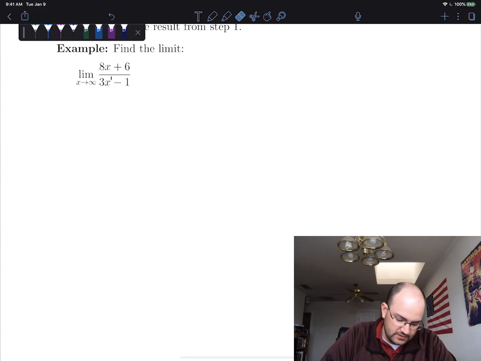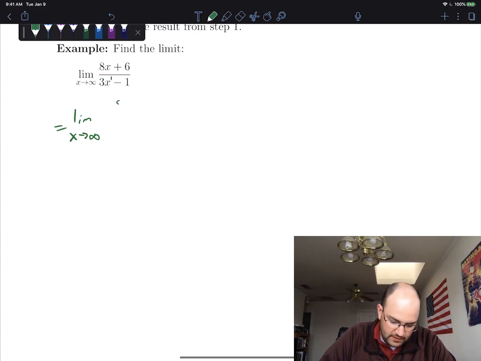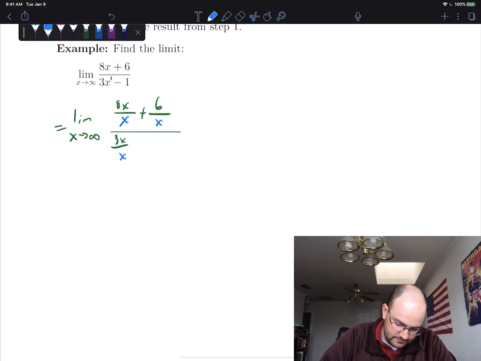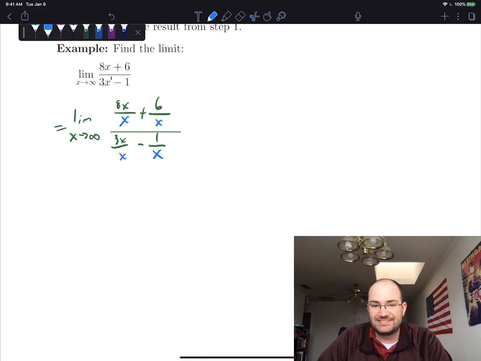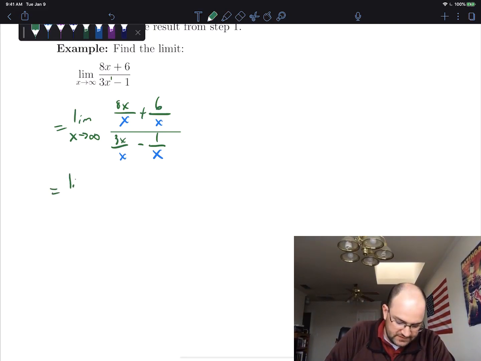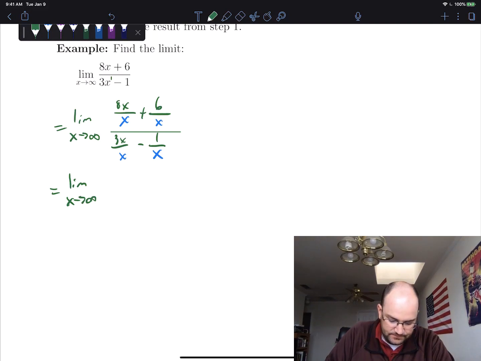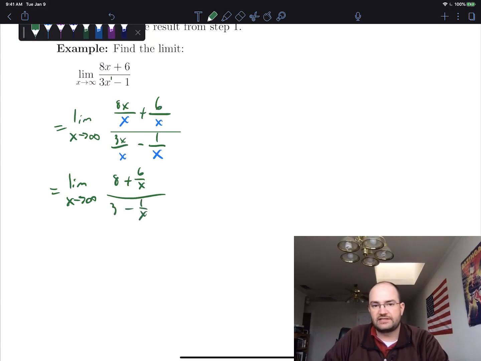So when we do this, this is going to give us the limit as x goes to infinity of 8x over x plus 6 over x, then all over 3x over x minus 1 over x, and then just simplify. Doing so gives us the following. We have the limit as x goes to infinity of 8 plus 6 over x, all over, and in the denominator we have 3 minus 1 over x.